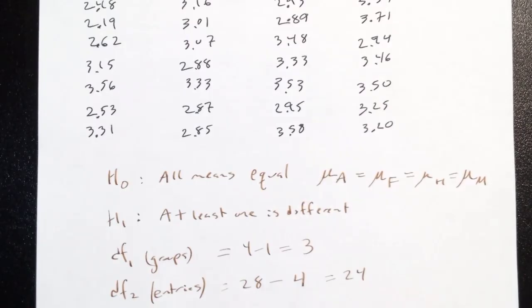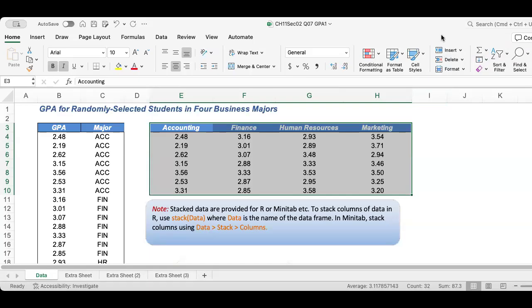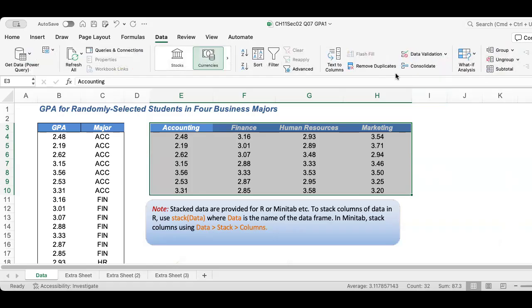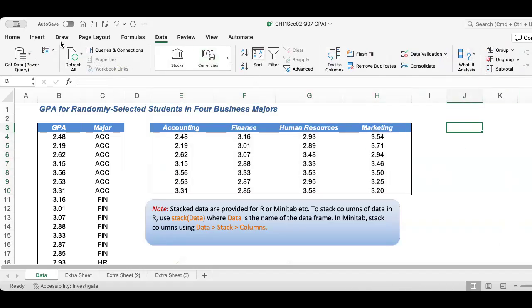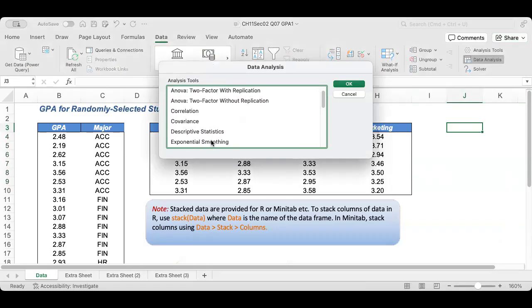So I go to my Excel sheet where I have all of this data. It's already stacked out in tables for me, each major being in a column. So I'm going to say, I want to do the data analysis. So I go to Data over here on the right. Where's my data analysis page? There we go. The thing was over the size of the monitor. So there we go. Data analysis. ANOVA 1 factor. Right there.